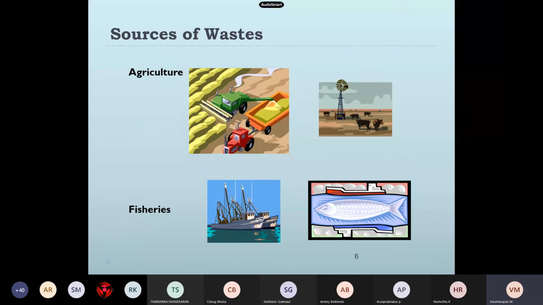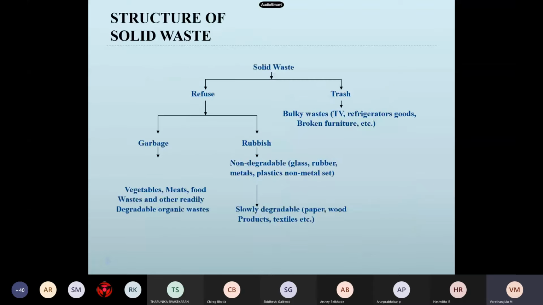And these solid wastes are majorly classified into refuse and trashes. That is the bulky waste, whether it might be a TV, refrigerator goods or broken furniture, are classified as bulky waste. And see, we don't have any idea how to handle the waste, like a TV, a refrigerator, or a washing machine that won't be repaired. Technically, it won't be rectified. We are unaware of how to handle those solid wastes.